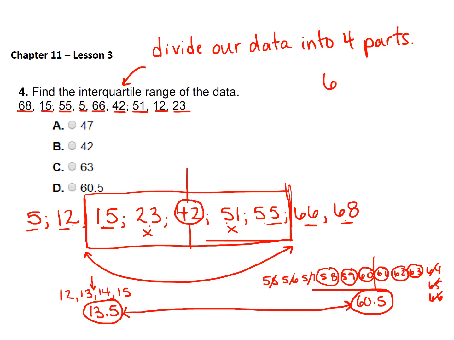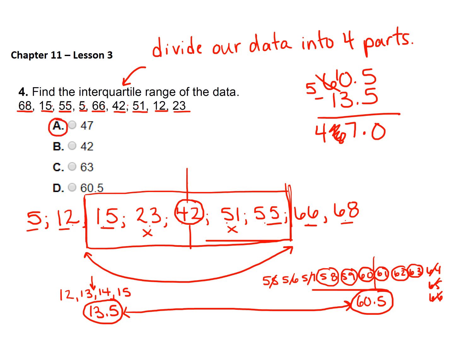So we're going to do 60.5 subtract 13.5. 5 take away 5 is 0. I'm going to borrow. 10 take away 3 is 7. 5 take away 1 is 4. I added. So the answer is 47, which is answer choice A.